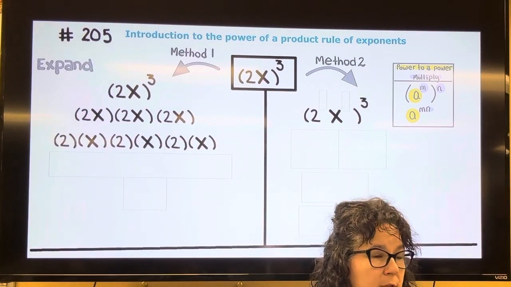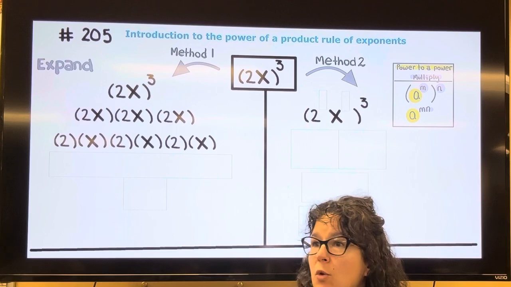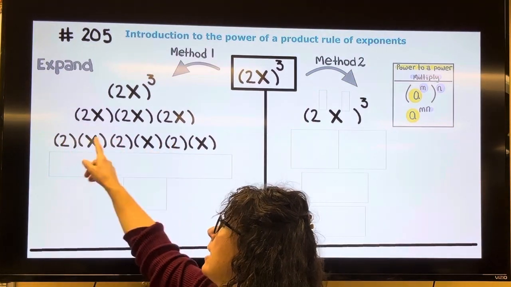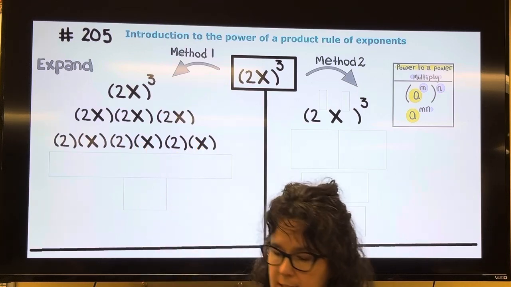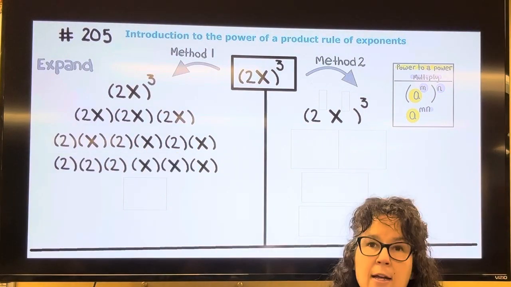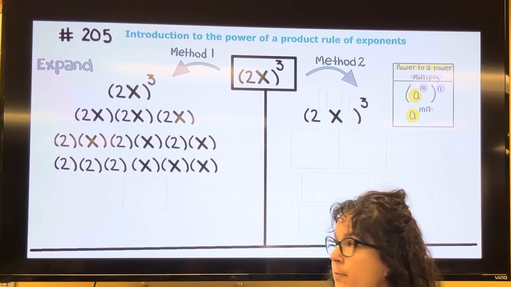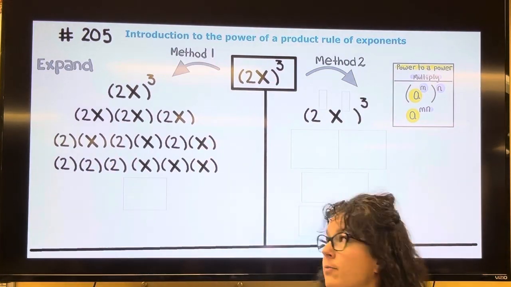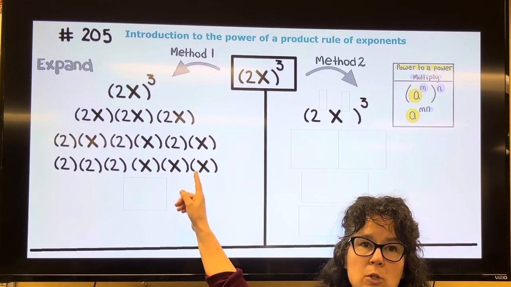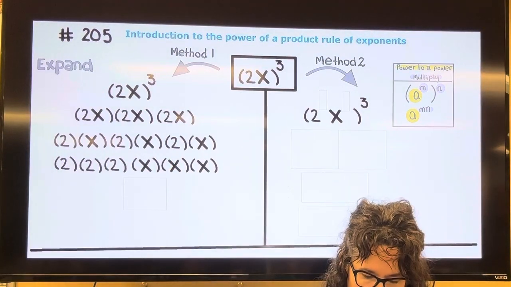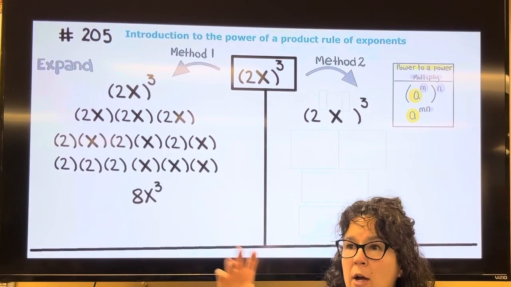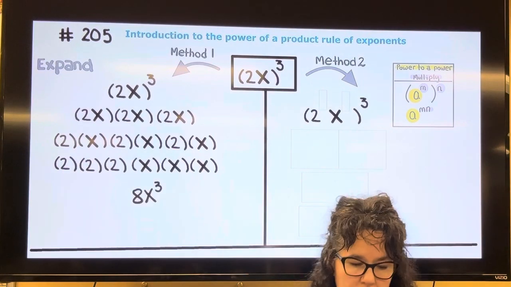Multiplication is commutative, so since you can multiply in any order you want, I can put the 2 times 2 times 2 first, and then the x times x times x last. And then putting all this back together, 2 multiplied by 2 multiplied by 2 is 8, and x multiplied by x multiplied by x is x to the third power. So if you expand, we're just going around knowing our rules.